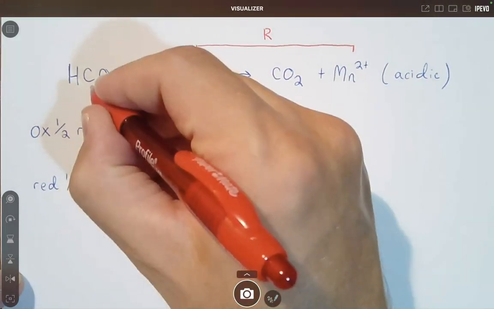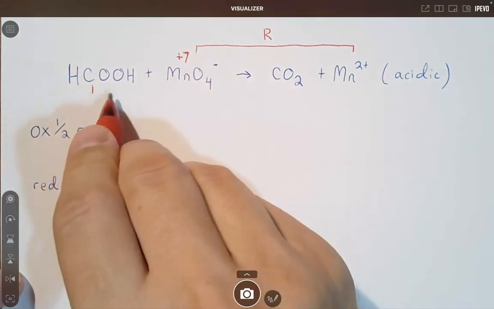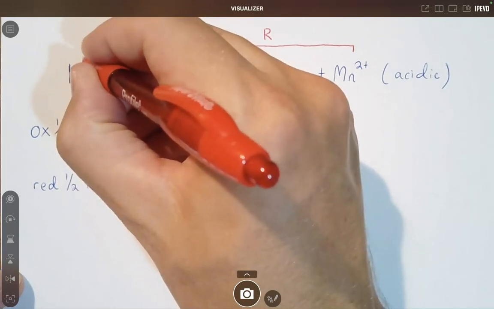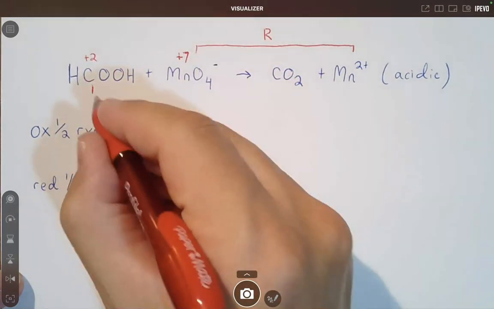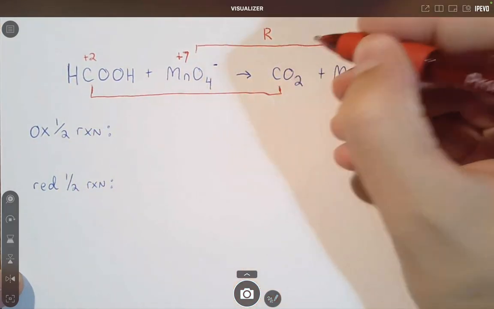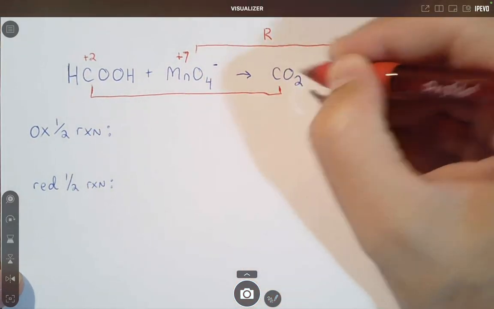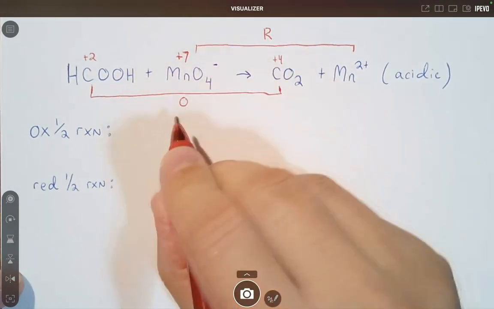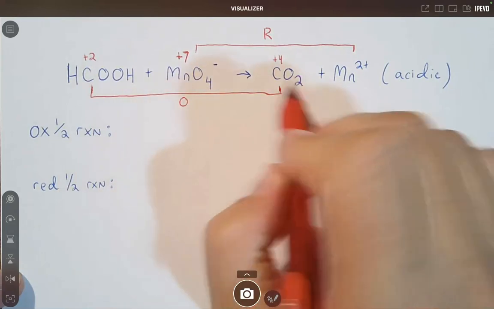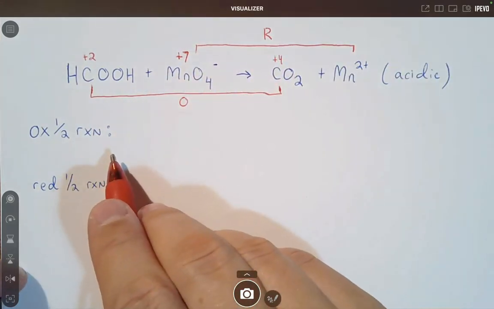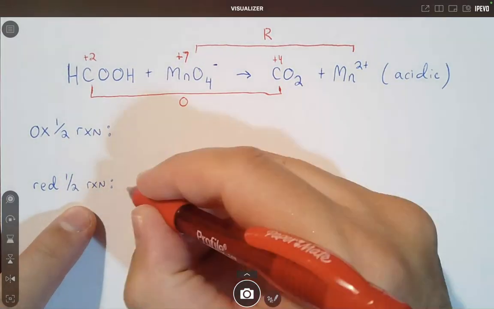Okay, in this case, carbon here, let's see, -2, -4, -2. So this is going to be a +2 for the carbon. And over here, it's going to have to be a +4. Okay, and that's oxidation. The number went up and the number went down. So life is good. Okay, let's go ahead and write our reduction half reaction first.